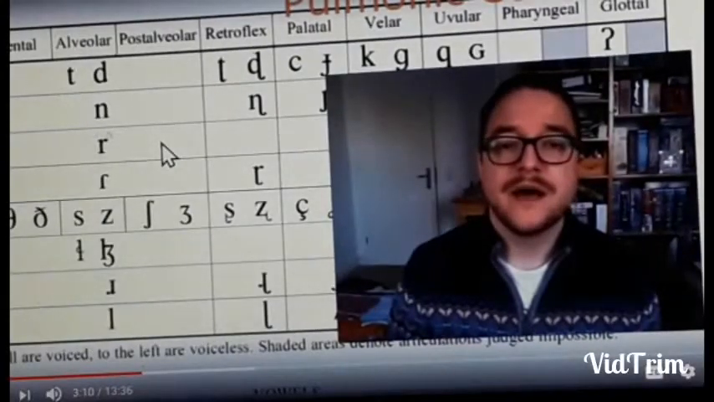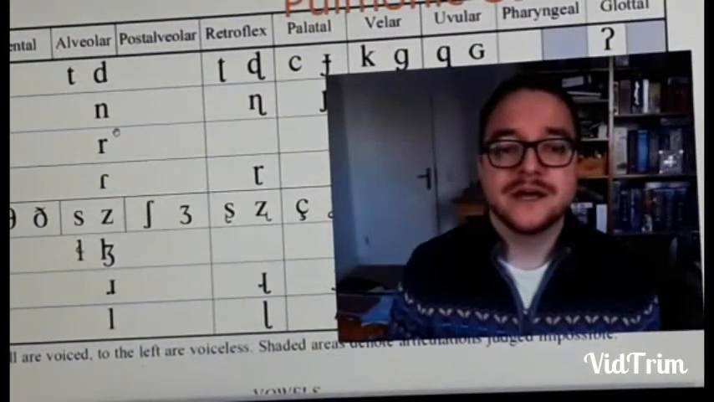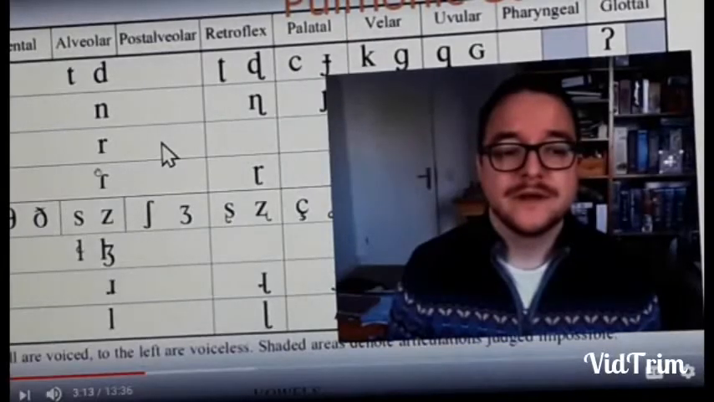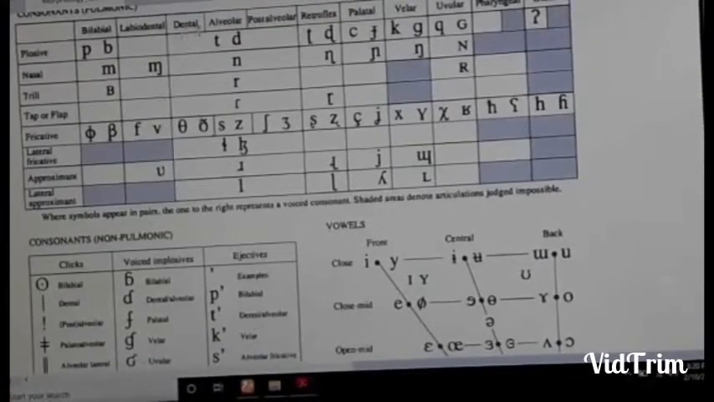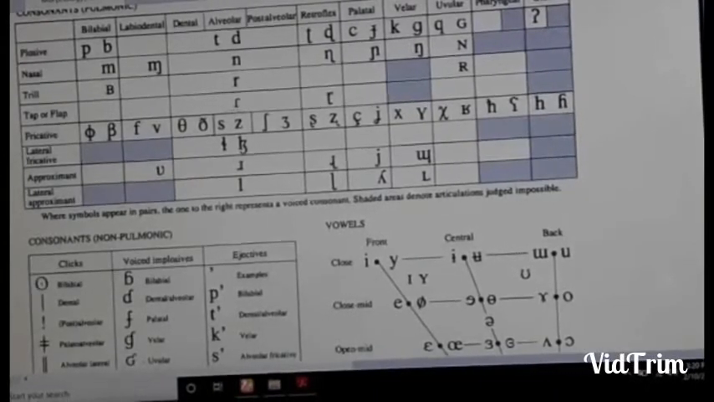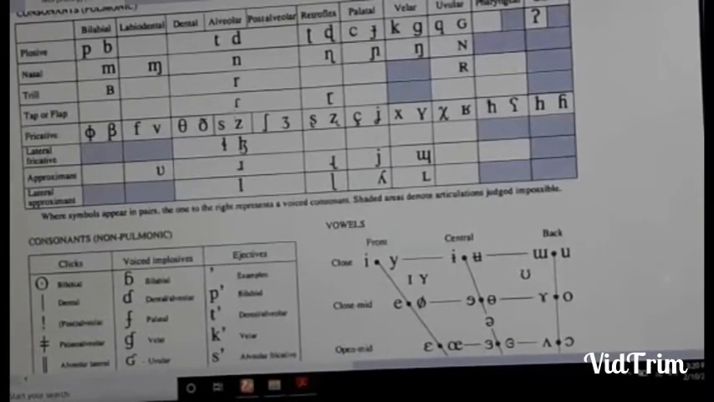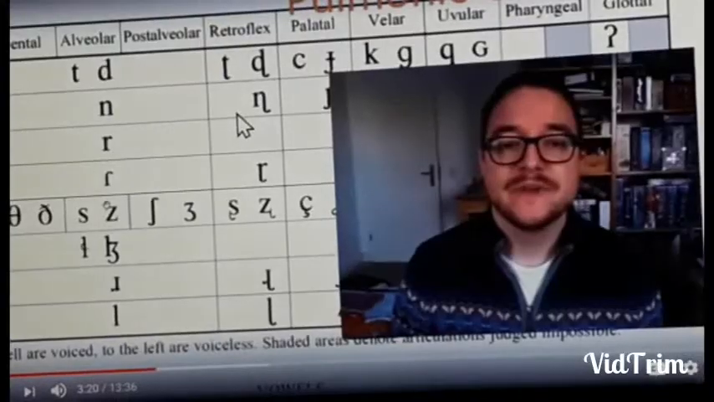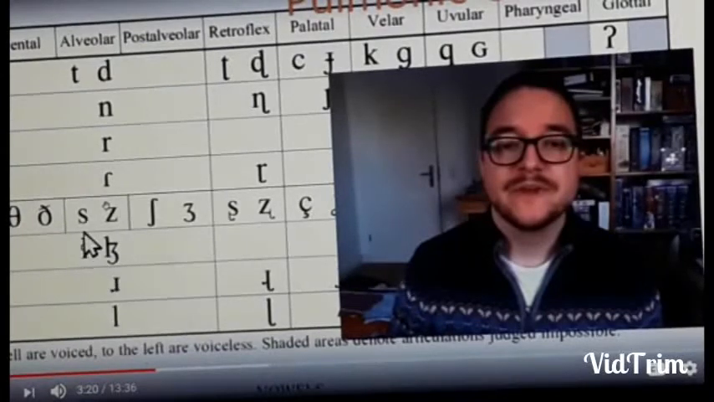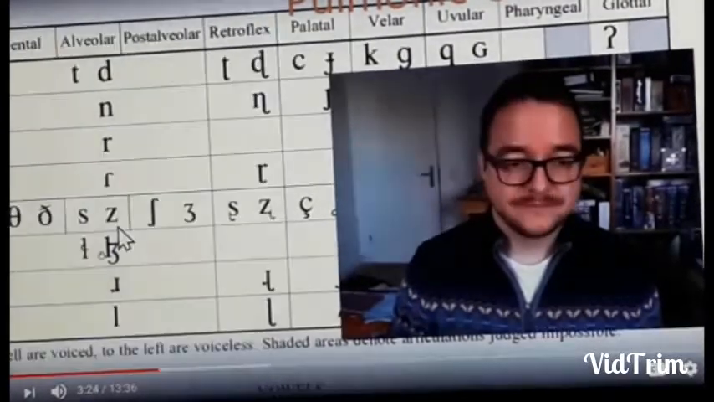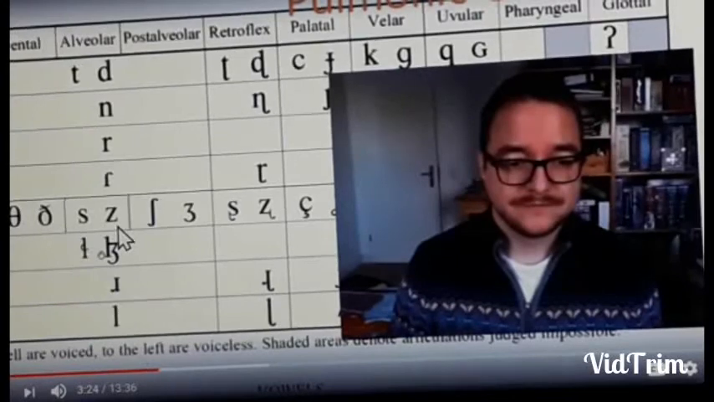Trill, ra, ara. Next is ra, ara, alveolar tap or flap. Voiced, ra, ara. Alveolar fricative, sa, asa. Alveolar fricative, voiced, za, aza.